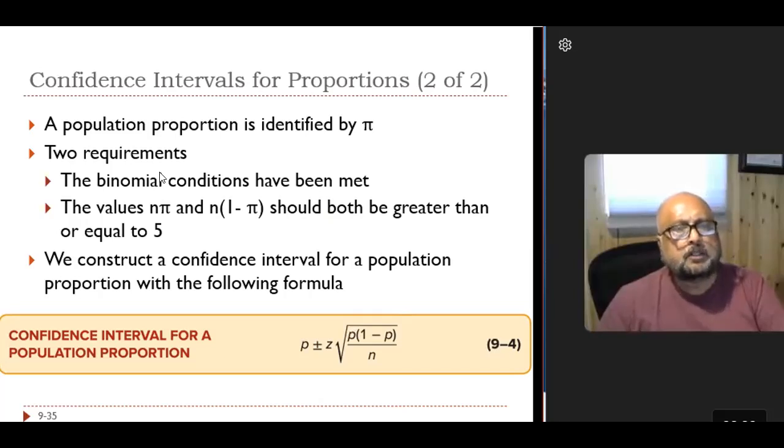Again, this is continuing with the confidence interval for proportions. First of all, in this case, we are looking at the binomial conditions here. For the binomial, we have the values n pi and n times (1 minus pi). The condition is that both should be greater than or equal to 5. So we can use this formula for finding the confidence interval for a population proportion.